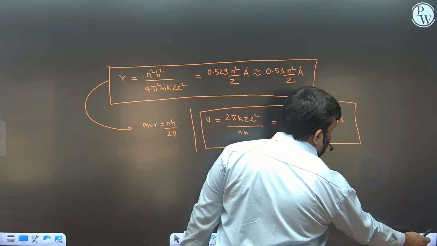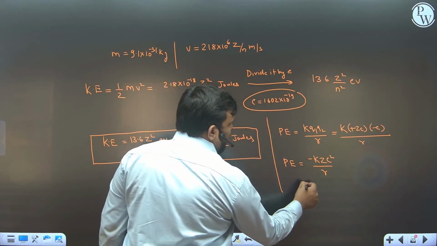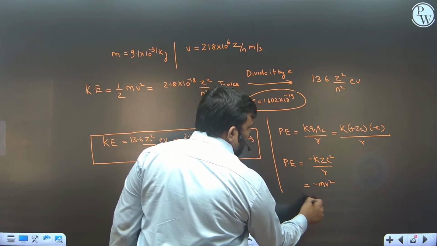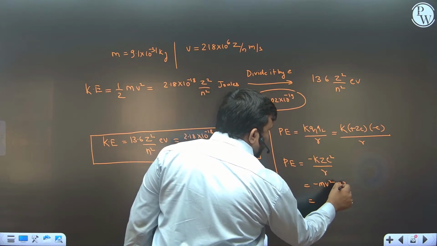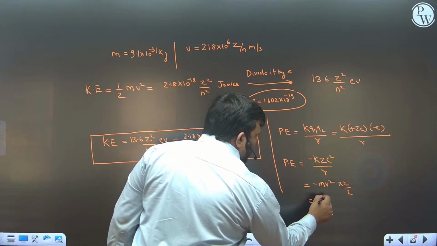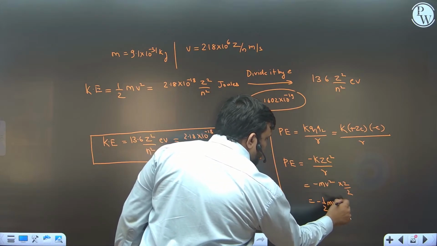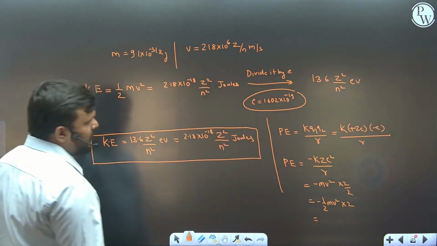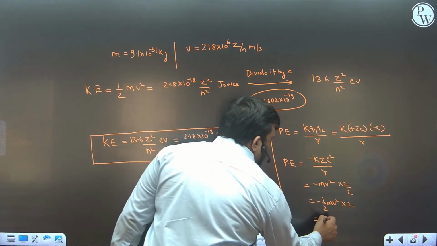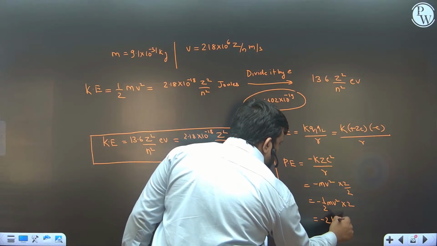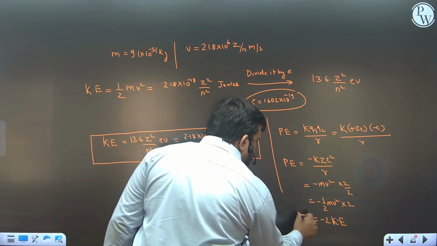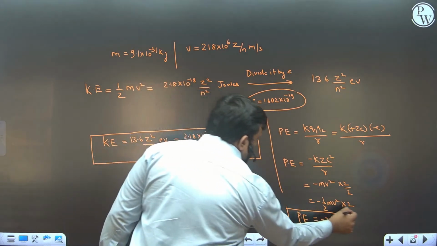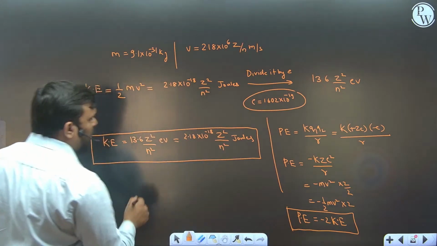We can use this over here. I can get minus MV square. And if you multiply it by 2 and divide by 2, we get half mv square into 2. And this half mv square is nothing but kinetic energy. So we are getting minus 2 times kinetic energy as the potential energy. So we got the potential energy formula as well.